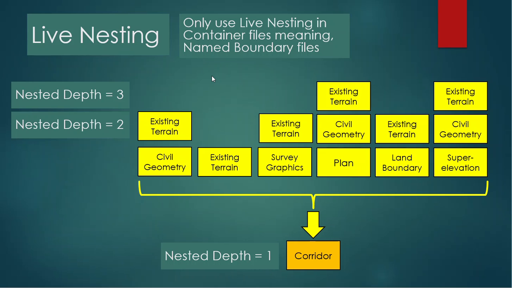What will eventually happen is you'll have your corridors file referenced into your corridors file, the one you're in. That's a self-reference, which causes major issues. So if you use the nested depth of 1, you'll bring across just what you need for your corridor, no more. I hope that's clear.